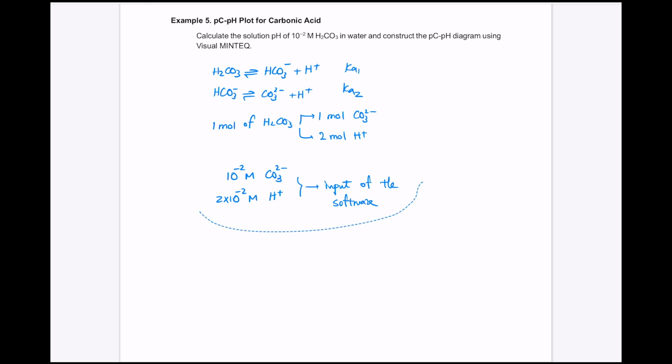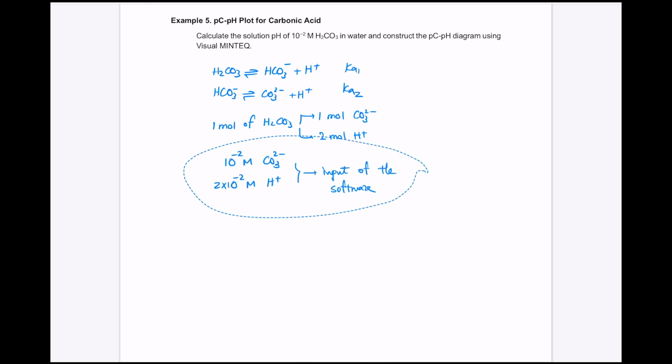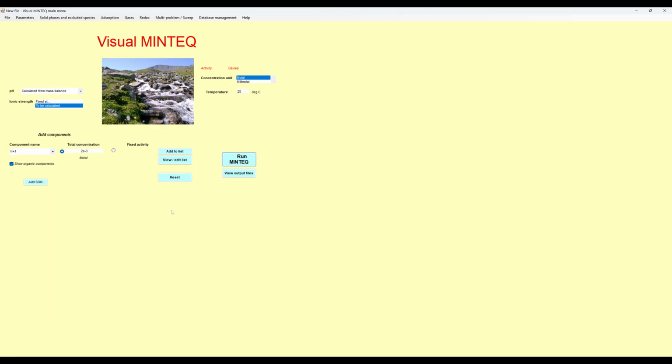So now we're going to use the software in order to calculate the solution pH and also construct the pC-pH diagram. So now let's focus on example 2 of the Visual MINTEQ part of the lecture, which is example 5 actually. Example 5 is asking us to calculate the pH for a carbonic acid solution, and also to have the pC-pH diagram for carbonic acid.